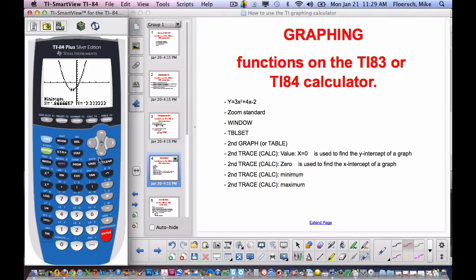If I were to find the maximum, because my parabola was opening down, like a bowl flipped upside down, then I would do the second calc, and that would help me find the maximum. Just a couple shortcuts here under second calc: value, which is your y-intercept, zero, which is your x-intercept, minimum, which is the low point, and maximum, which would be the high point. Now, let's move on.